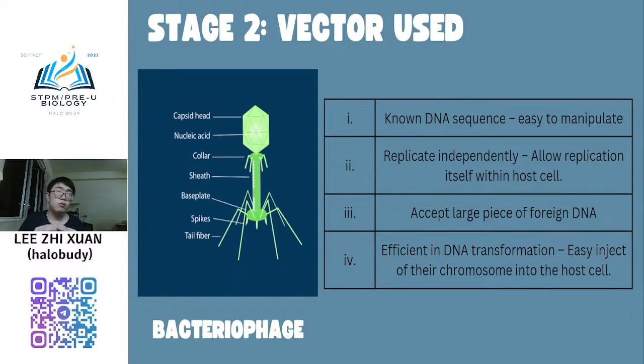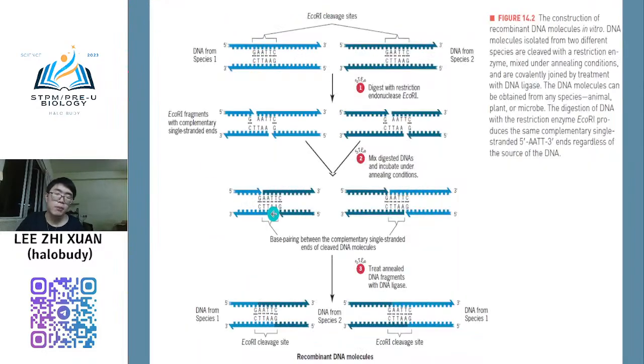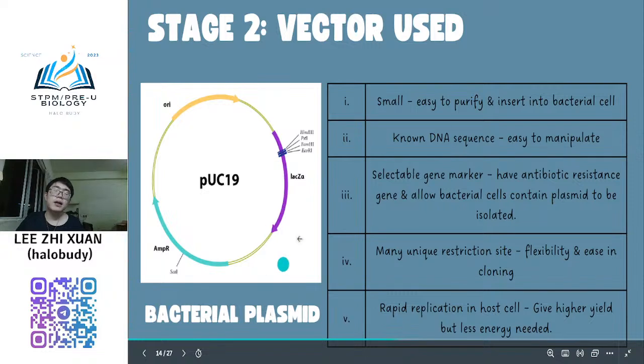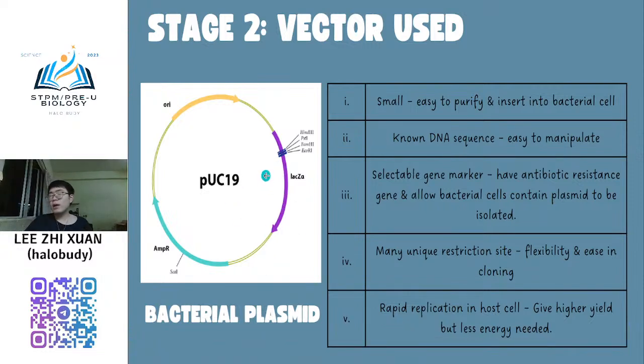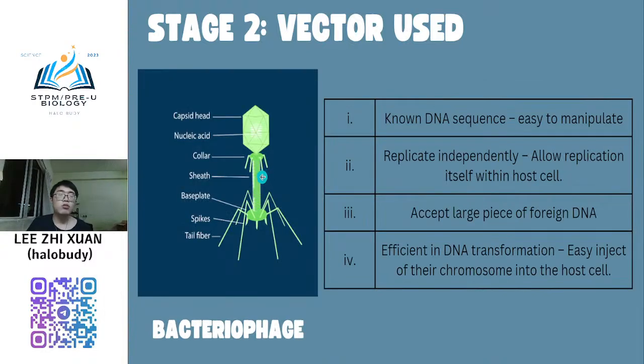Normally in one E. coli, it can produce maybe 100 bacteriophage. So bacteriophage is normally more efficient compared to plasmid, because one bacteria only contains one plasmid, while one bacteria can contain maybe 100 bacteriophage already. So that is why we say it can replicate independently and be more efficient. It can produce more product compared to the plasmid.